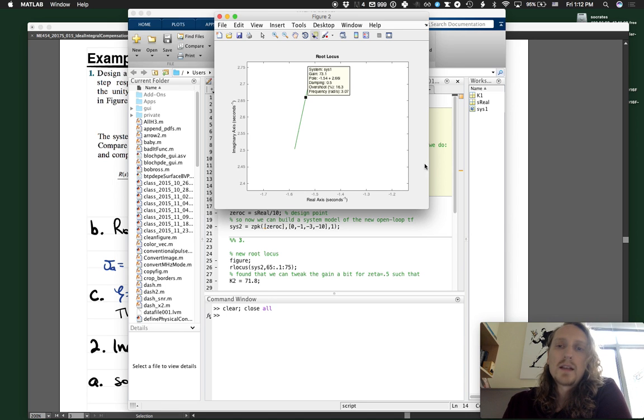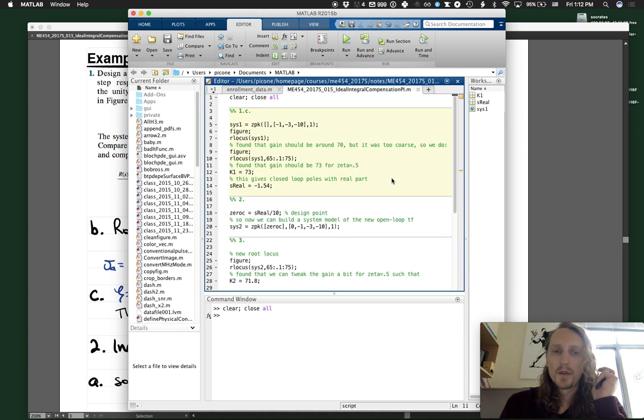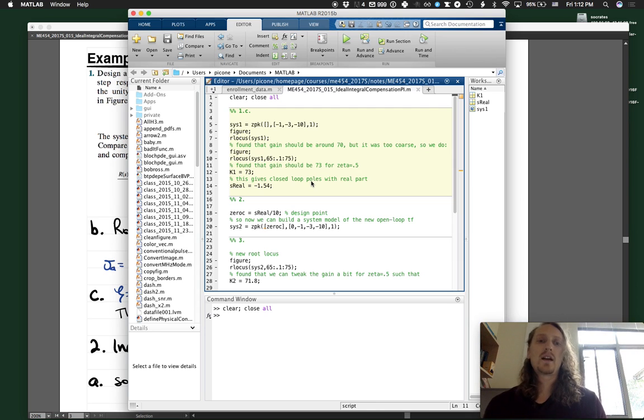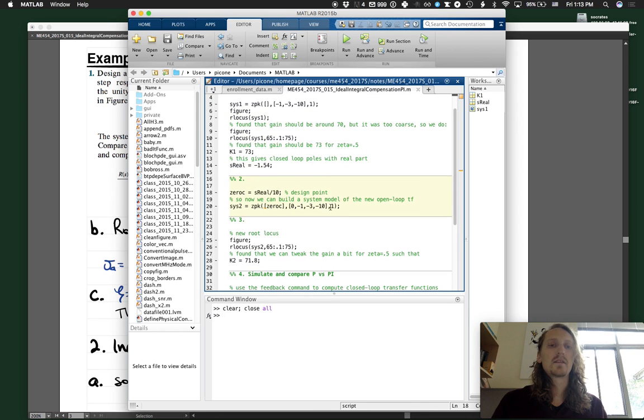Remember, our design rules require that we note what the real part is, because in the second step of the design rules, we are going to divide that by 10, and that's where our 0 is going to be. That's where we're going to place the 0 to counteract the effects of the pole, right? Of the integrator pole. So we'll call this our design point. We're going to put it at the real value divided by 10. Once again, just the place to start, okay?